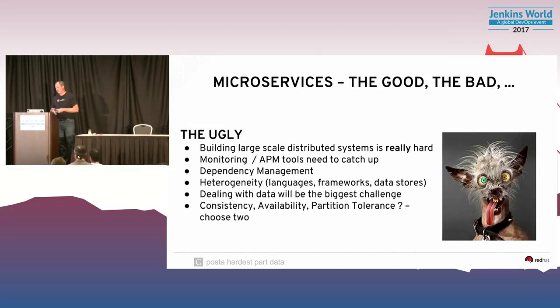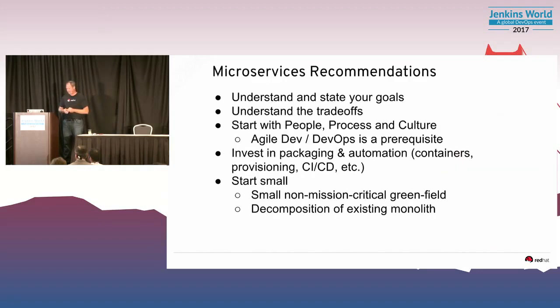Building distributed data systems is really hard. Things like CAP theorem don't go away. You can only choose 2 of 3. So those decisions have to be considered when you're designing your microservice architectures.